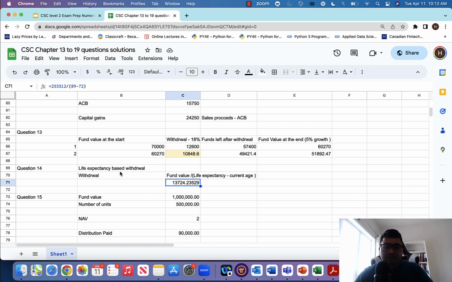Please note, life expectancy based withdrawal, there are few more questions that you can get. For example, what happens if life expectancy goes up? So if life expectancy goes up, the withdrawals are going to go down, because if you increase the denominator, right, the ratio falls. Okay, what happens if the current age goes up? So as the current age goes up, the withdrawal are going to rise. Okay, so a few things to note.